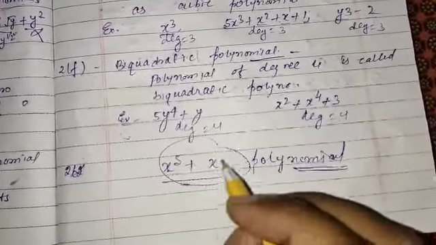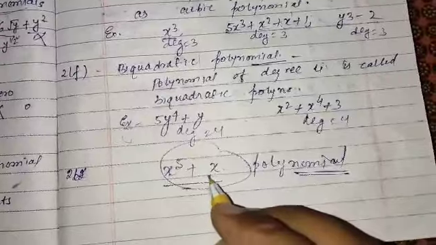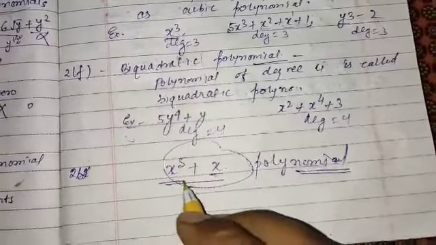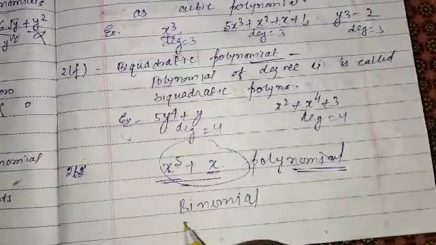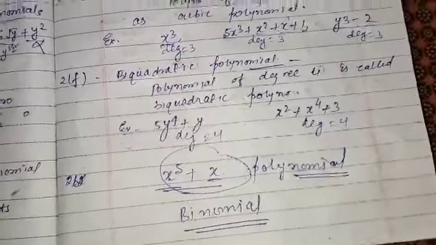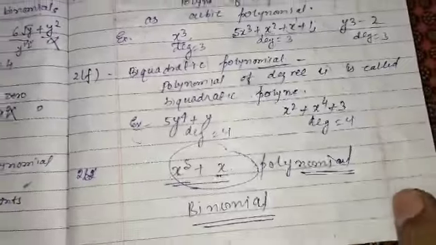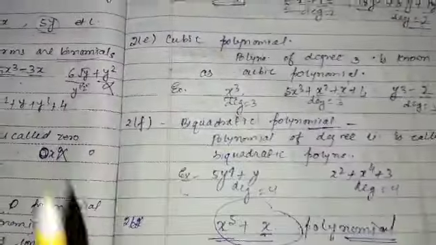But according to the number of terms, how many terms? X and x power 5, so this is a binomial, or you can say polynomial. So I hope that you have clarified all the types.